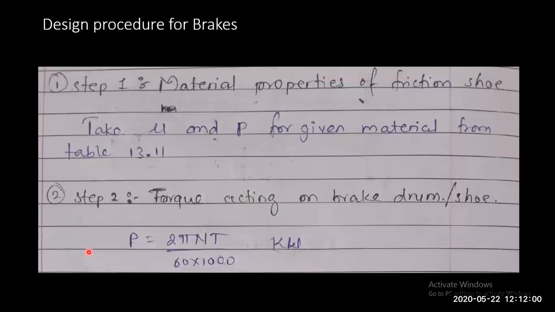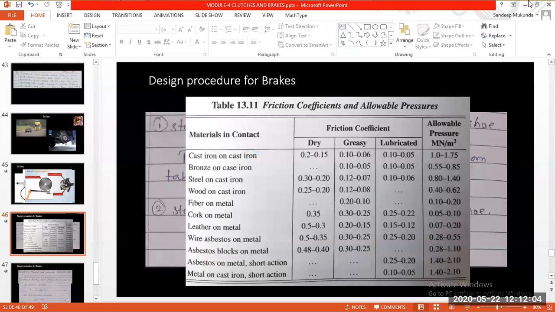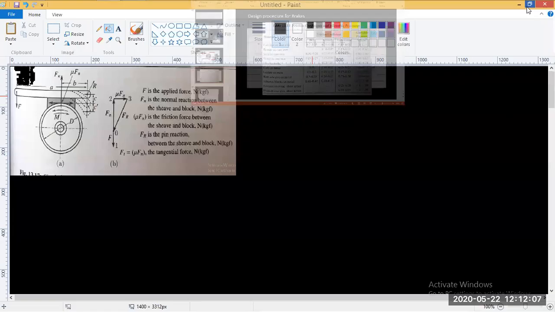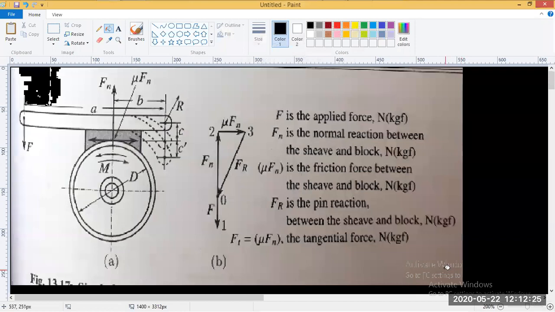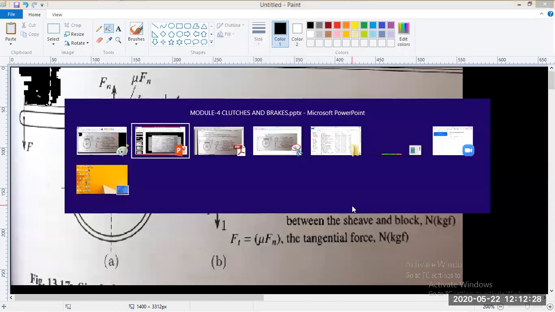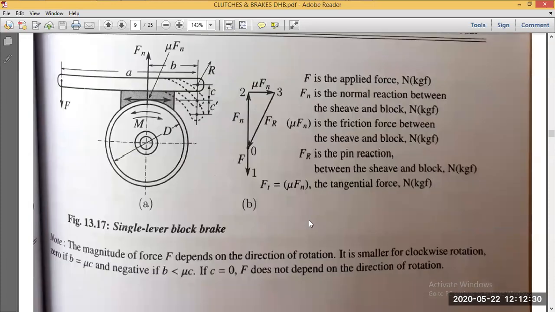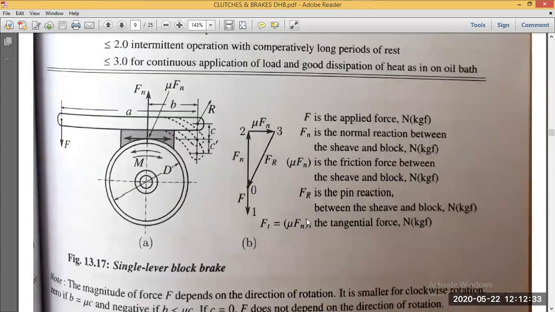Okay, so before we go into the design procedure, we'll complete the derivation first. Not that clear. Let me switch. I hope this one is clear. Okay, so check this out.